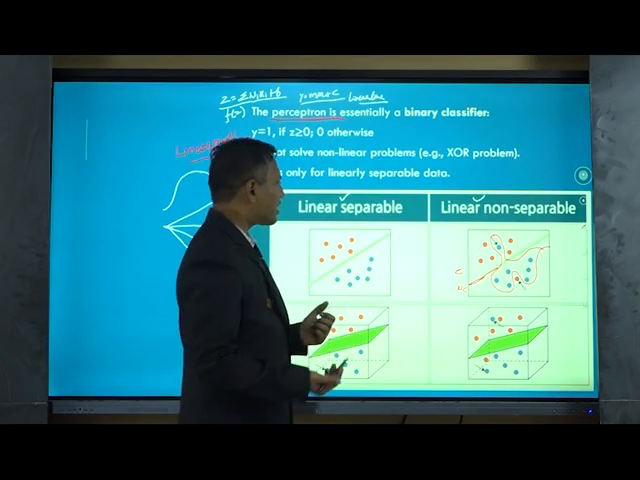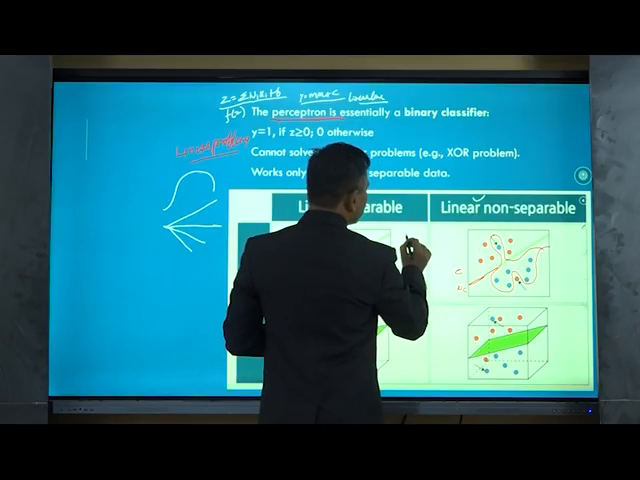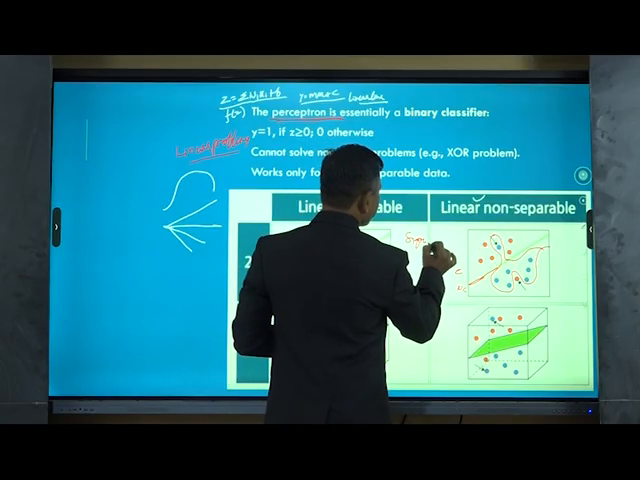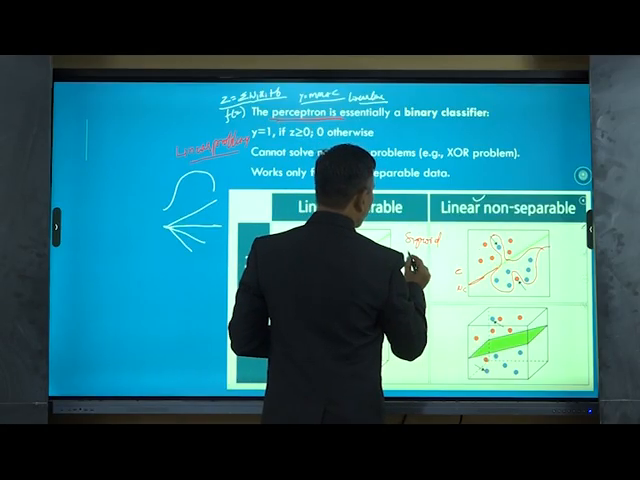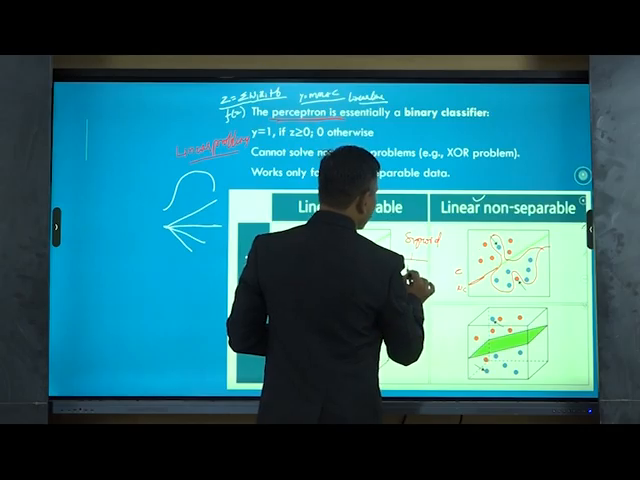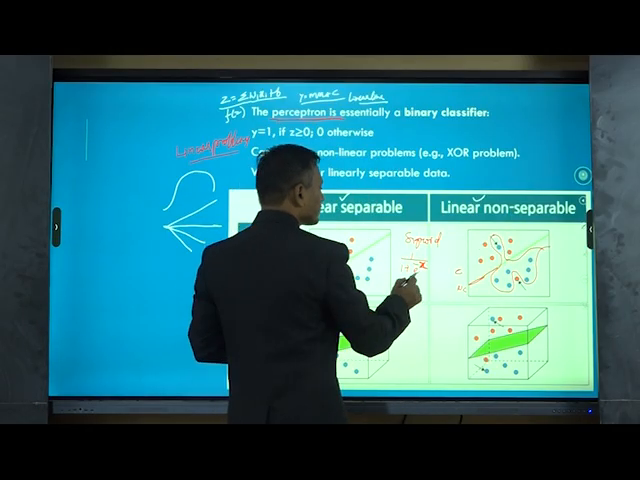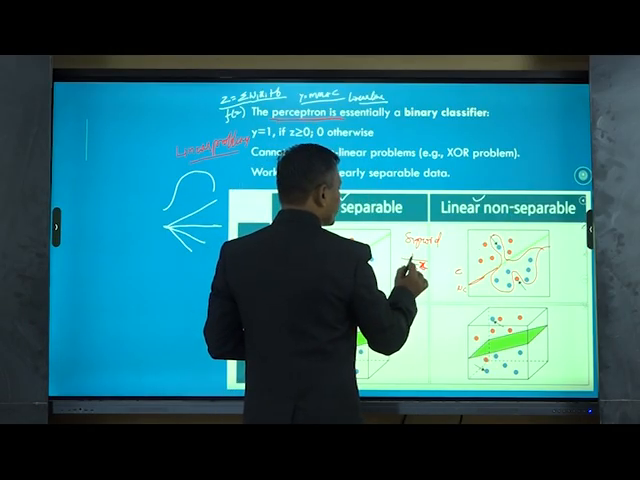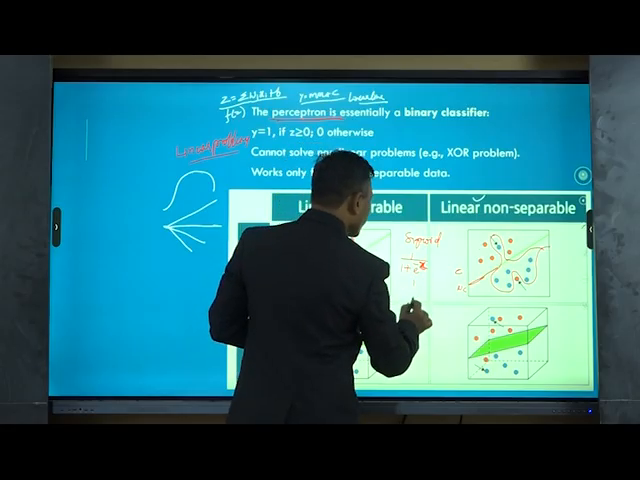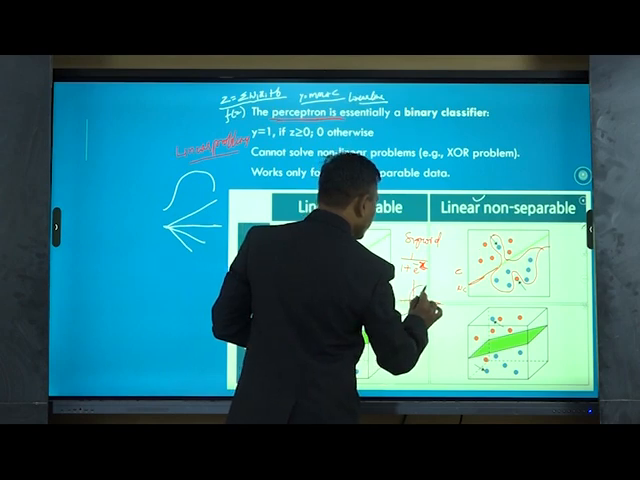An example of a non-linear function is the sigmoid function, 1 by 1 plus e to the power of minus z, or minus x as we call it. When you take the x value, pass it in and substitute it into this function, 1 by 1 plus e to the power of minus x, you are going to get an S-shaped curve.